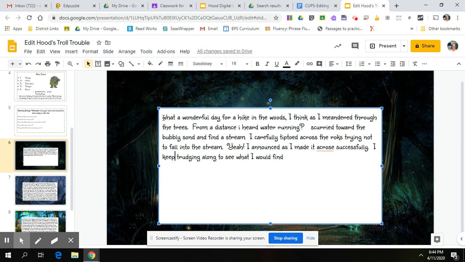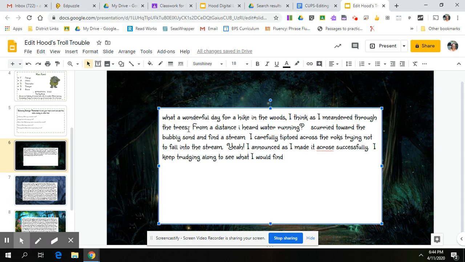Okay, here we go, one sentence at a time. I'm going to read the sentence and think about CUPS to help me. I know a sentence is done if there's punctuation, but if I miss the punctuation, I'll talk about how I know when a sentence is done. So, what a wonderful day for a hike in the woods. There's a comma, but that's not the end of a sentence. I think as I meandered through the trees.